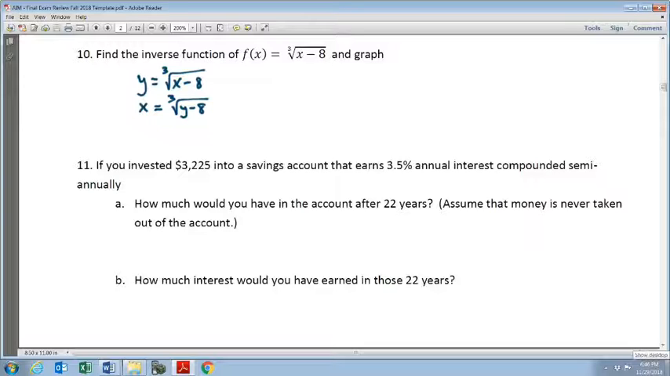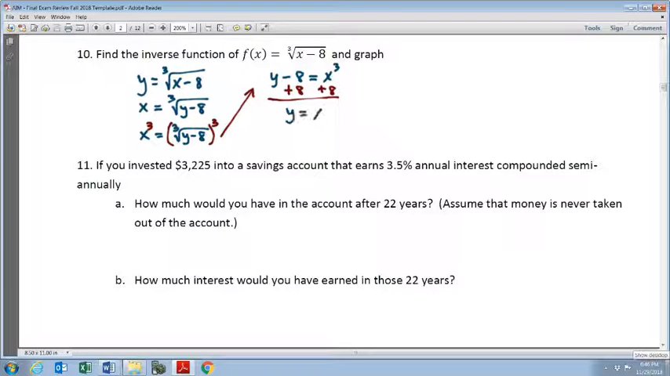And so we need to recall, how do we reverse taking a cube root, or another way to say it is, what's the opposite of taking the cube root of a number? And that would be cubing. So we're going to cube each side. So on the left we have x cubed, and on the right we're going to have y minus 8. I'm just going to switch the order here because I want to solve for y. So y minus 8 equals x cubed. And now I need to add 8 to both sides, and we get y equals x cubed plus 8.